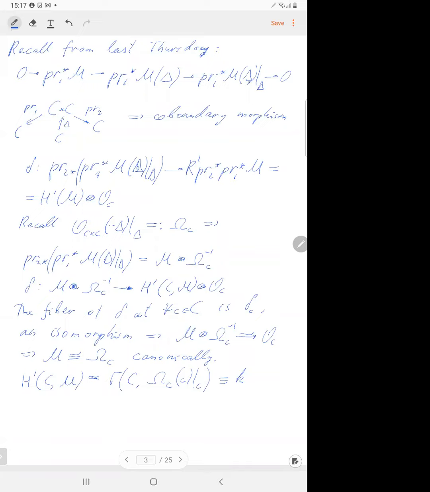So in particular, let's say the corollary of this argument is that the first cohomology of our curve with coefficients in the differential sheaf is canonically isomorphic to the ground field. That was part of the Serre duality statement, and that part is proved, and we have to proceed to duality for an arbitrary sheaf.